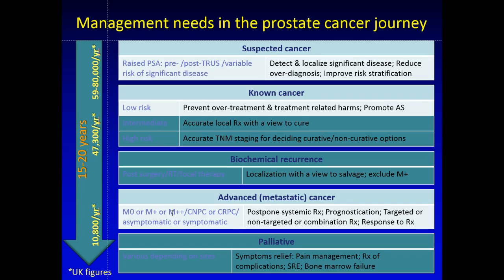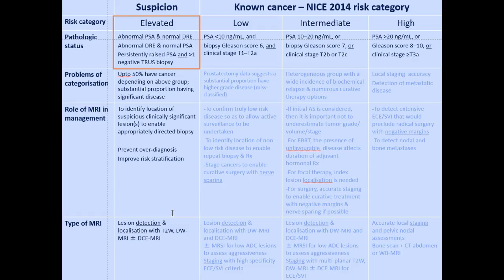And let's start with the first one, which is in suspected disease. Now, when there is an elevated suspicion of prostate cancer, usually on the basis of a rising PSA, with or without an abnormal DRE, or in a patient with a negative TRUS biopsy, we know that up to 50% of these patients, depending on the group, will have a clinically significant cancer. So the role of MRI here is to identify the location of a clinically suspicious lesion to enable a targeted biopsy.